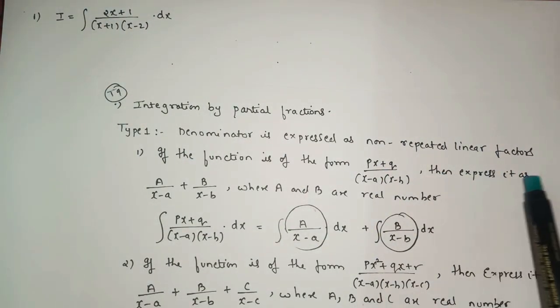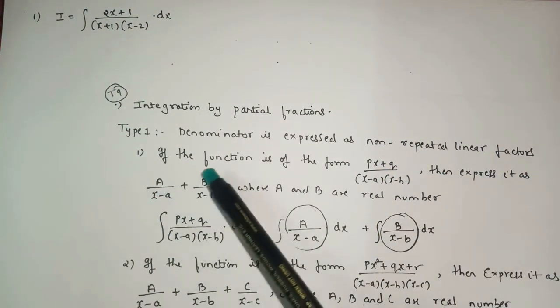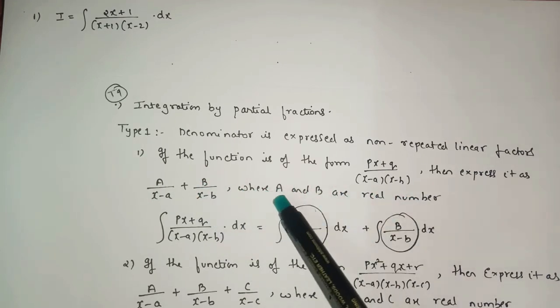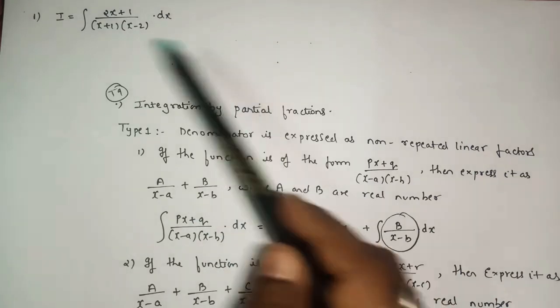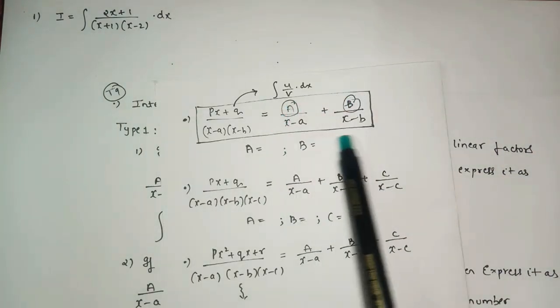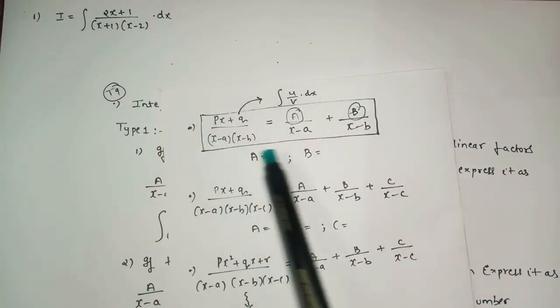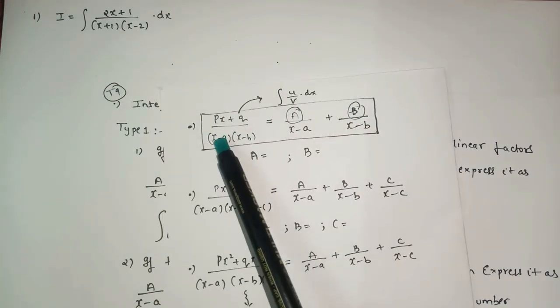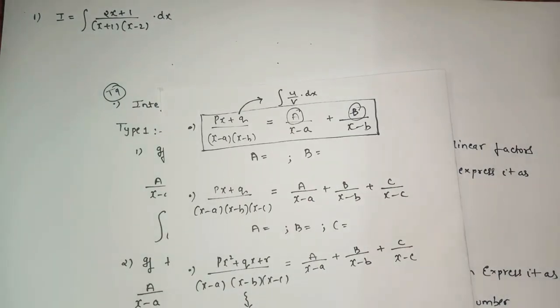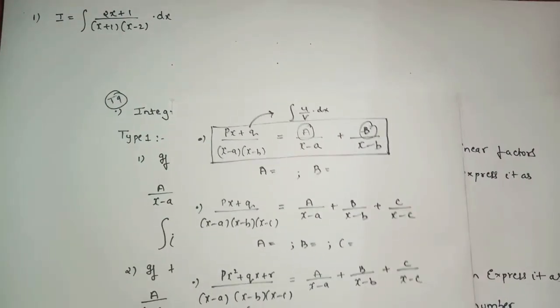Then express it as A upon x minus a plus B upon x minus b, where a and b are real numbers, and you will get the values of A and B after solving this section. As I told, when you solve this and compare the left hand side and right hand side coefficients, you will get the values of A and B. So let's move on and see how to frame the steps.